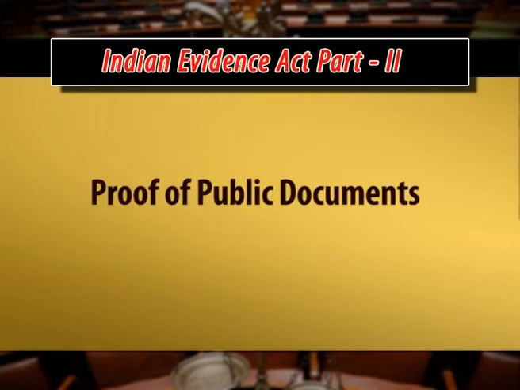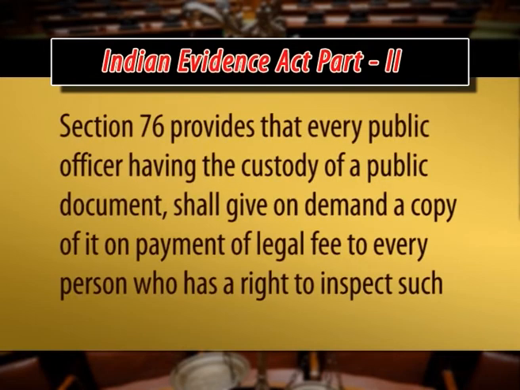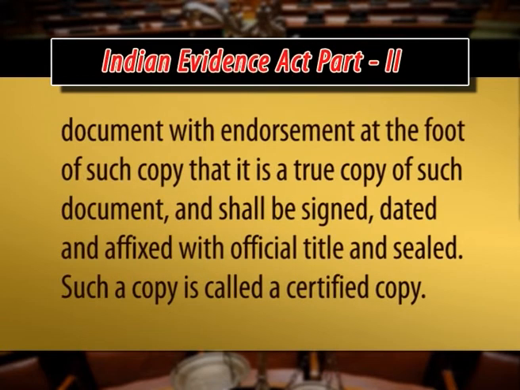Proof of public documents. Section 76 provides that every public officer having the custody of a public document shall give on demand a copy of it on payment of legal fee to every person who has a right to inspect such document, with an endorsement at the foot of such copy that it is a true copy of such document, and it shall be signed, dated, affixed with official title and sealed. Such a copy is called a certified copy.